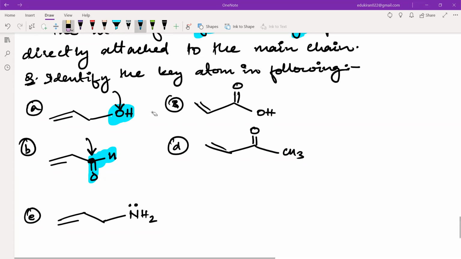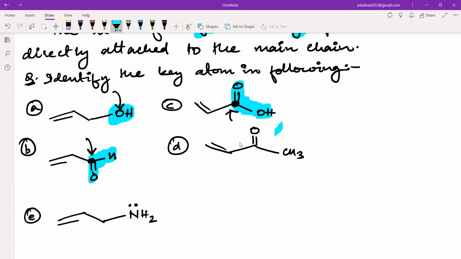Okay, very good. Now tell me in the C structure, what is the functional group? Carboxylic acid. Okay. Now tell me, what is the key atom here? Carbon atom is the key atom. Similarly, tell me in the structure D.